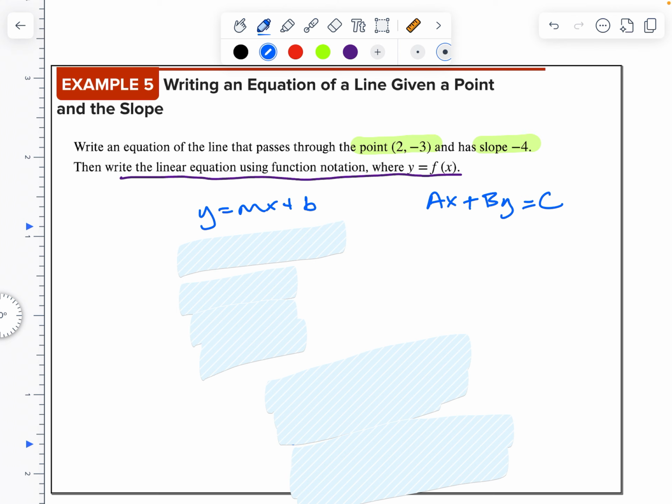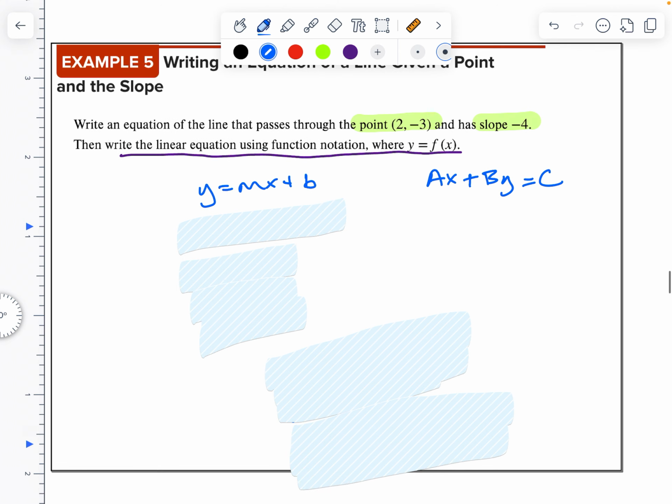This one says write the equation of a line that passes through the point. It gives us a point, and it gives us a slope. In a minute, we're going to get another form of the line called point slope. Right now, we don't have that. So here's what we can do. We do have y equals mx plus b. We do have ax plus by equals c. We have to sort of determine there what information do we have and what do we not have. We have a slope. This is slope-intercept, so maybe we should use the slope-intercept form.